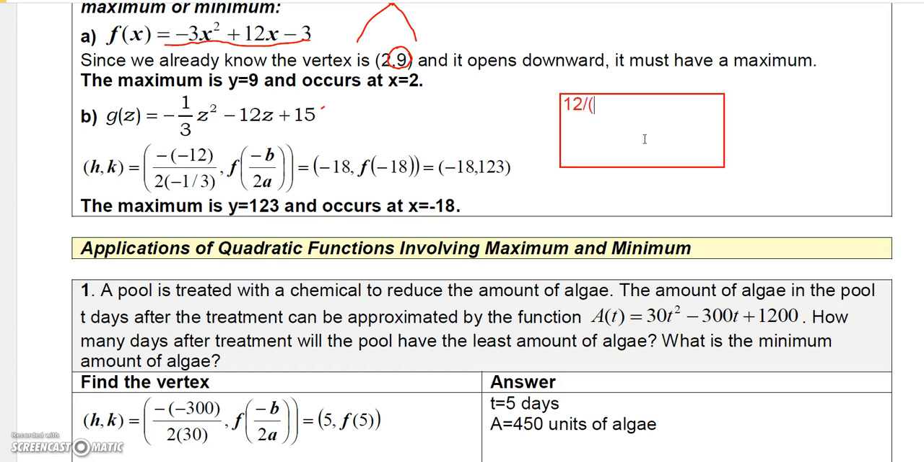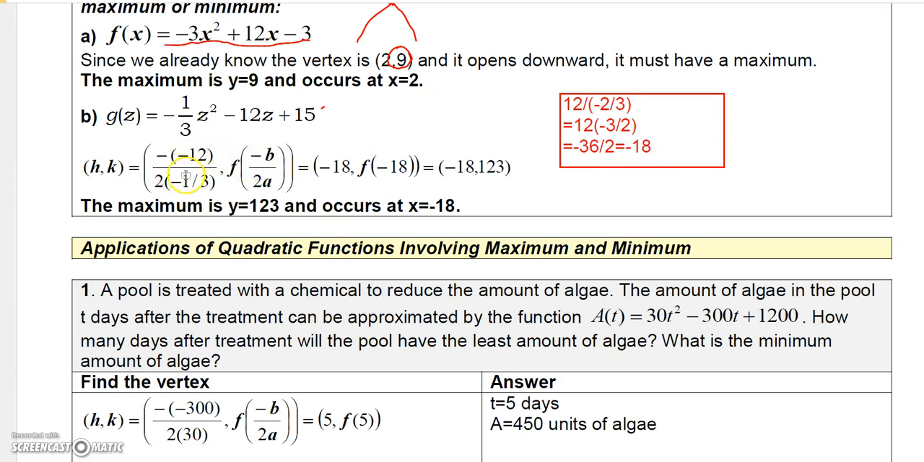12 divided by, what's negative 1/3 times 2? Isn't it negative 2/3? Okay, so now let's think about when you divide by a fraction, don't you just multiply by the reciprocal? So we would just multiply by the reciprocal of negative 2/3, and then that would equal negative 12 times negative 3 is negative 36, and then divided by 2, we would get negative 18. Now that's not the minimum. That's just where the minimum occurs.